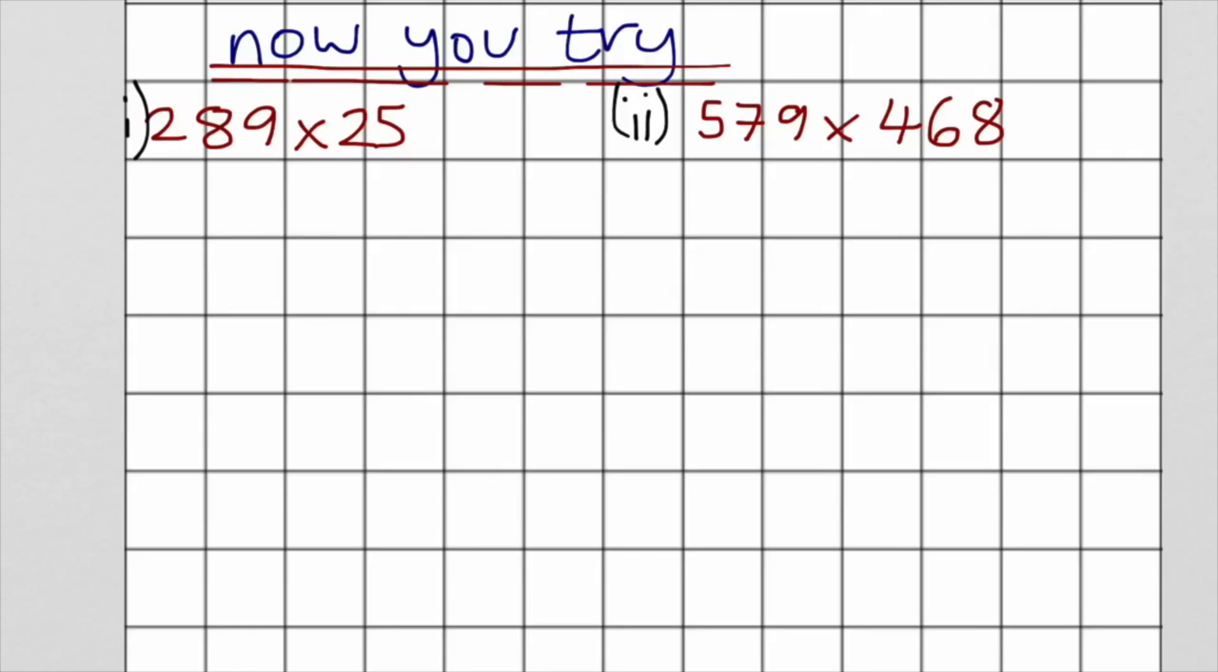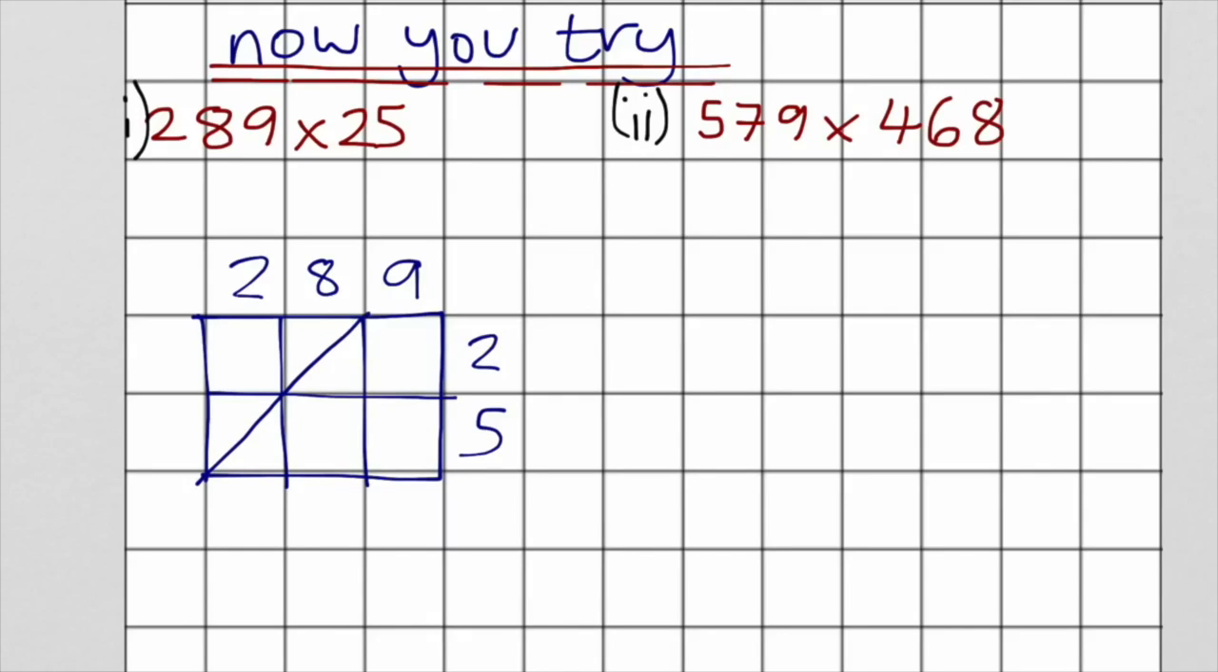Okay, now for your turn. Pause the video and have a go at these two questions. Okay, let's go through these. Hopefully get the same answer as I do. So, set out 289 times 25, splits everything into its own row and column. Then we start multiplying. 9 times 2 is 18. 9 times 5 is 45.